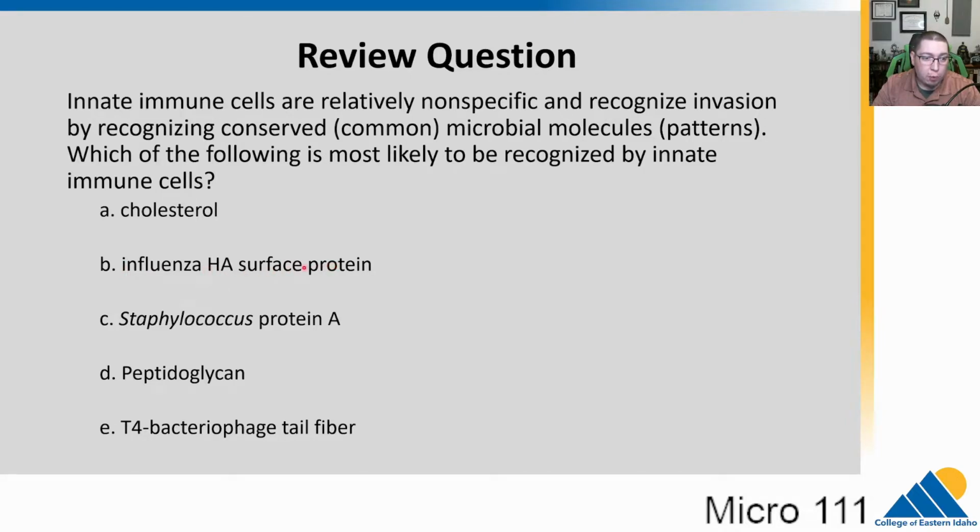Influenza HA surface protein, staphylococcus protein A, and T4 bacteriophage tail fibers are all very specific things to recognize. That does not fit with what we know about the innate immune system. So that leaves peptidoglycan, which is a very common microbial molecule. So that is more likely what the innate immune system would be recognizing.